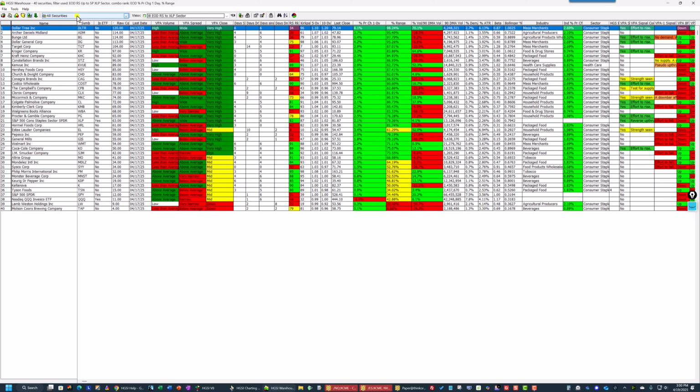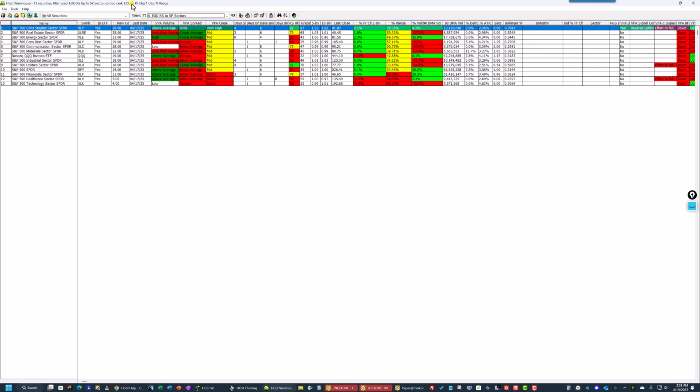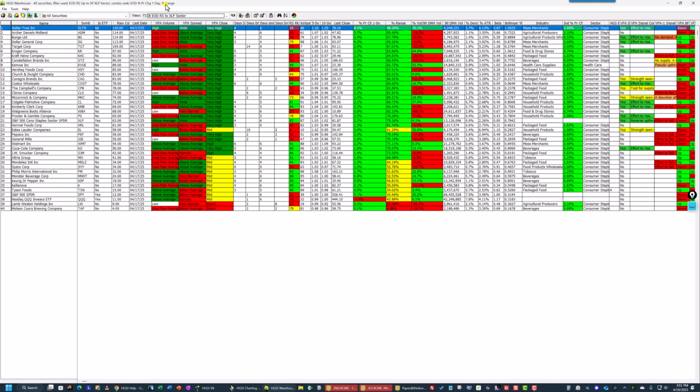Once again, you need to be in all securities, and it goes directly there. That's a function of the filter. Once again, it's the same combo that I'm using on the sectors. Let me just go back up here. Same combo, percentage one day change and percentage range, and then back down to the XLP, same combo.